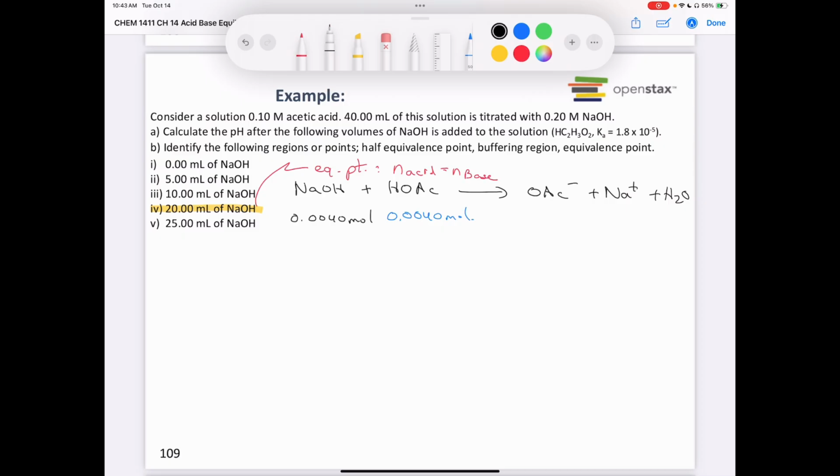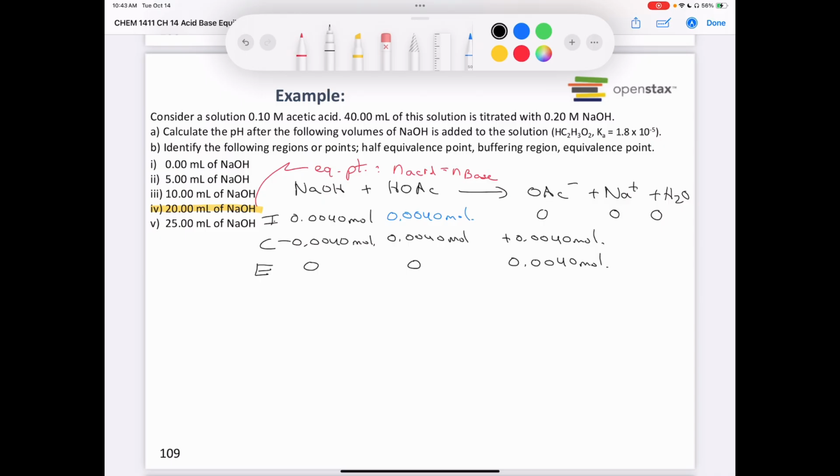All right, so this is initial. We're going to assume nothing here, so we'll do our change. So we're going to lose everything from both of these, 0.0040 moles. We're going to gain 0.0040 moles of our acetate ion. So at equilibrium, we're going to have none of this. We're going to have none of this, but we'll have 0.0040 moles of our acetate ion.